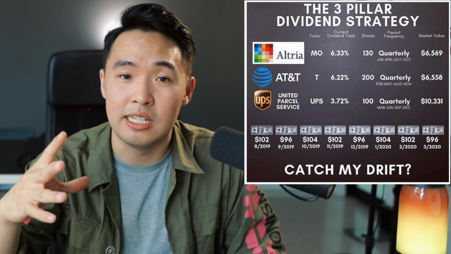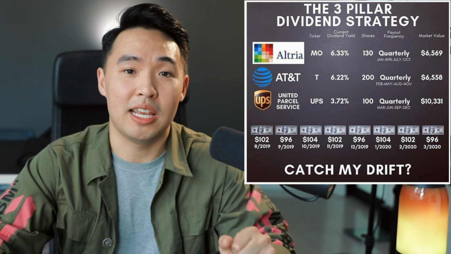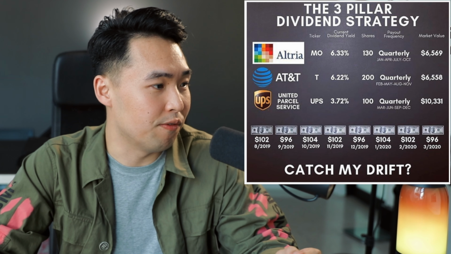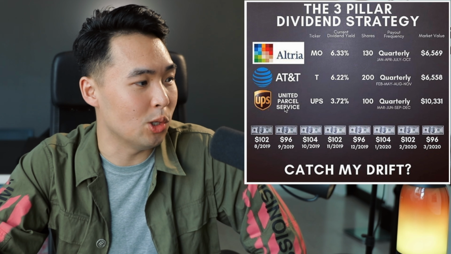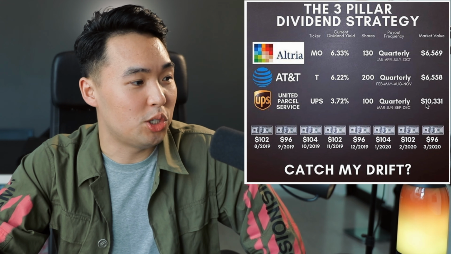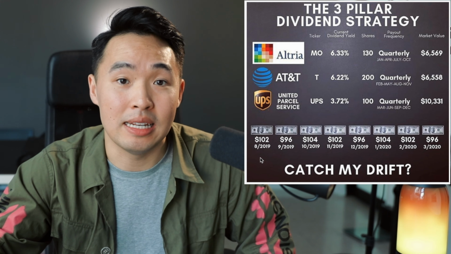So right now we are still on Instagram, and I found a really great visual that might help you understand how much you need to invest to create this type of dividend income for yourself. If you invest into these three companies, Altria, AT&T, UPS, and you invest this set amount, you should be able to create about $100 every single month in dividend income.